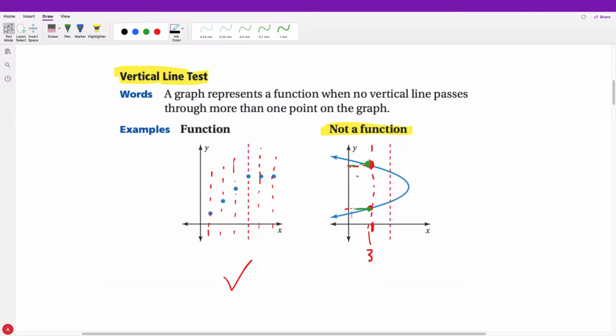So if our vertical line touches our graph at more than one point, it is not a function. And if it only touches our graph at just one point every single time, then it is a function. So we can either interpret the points given to us, or when we're given a graph, we can interpret the graph by a vertical line test. All right, so let's go ahead and go through some examples to determine if things are a function or not.